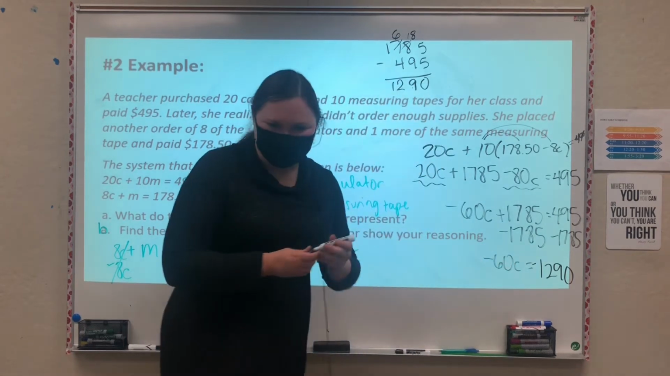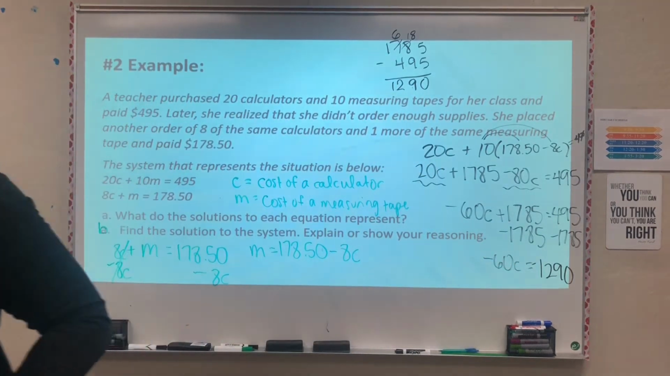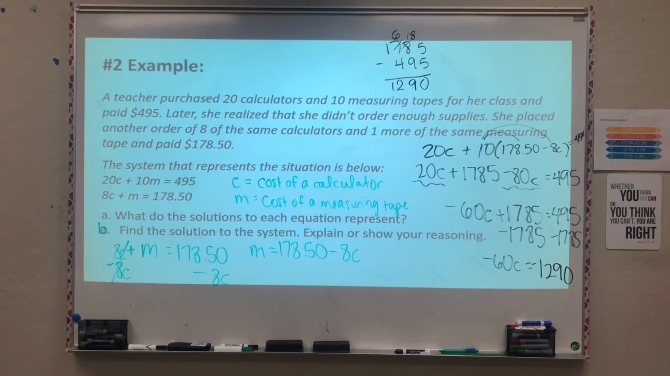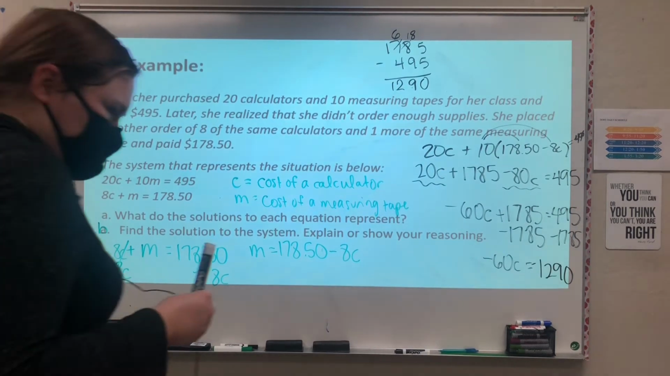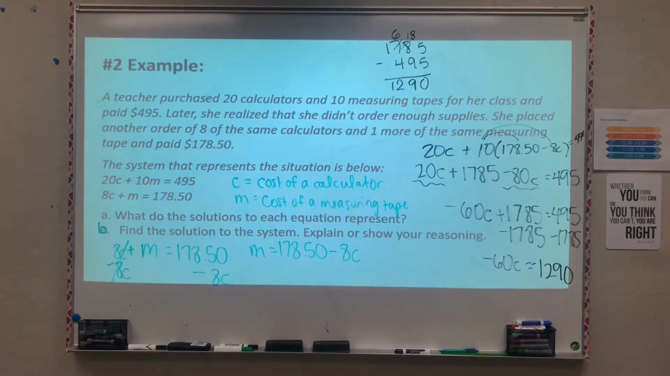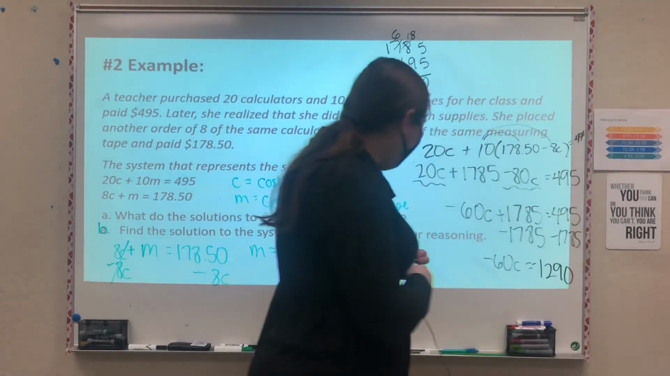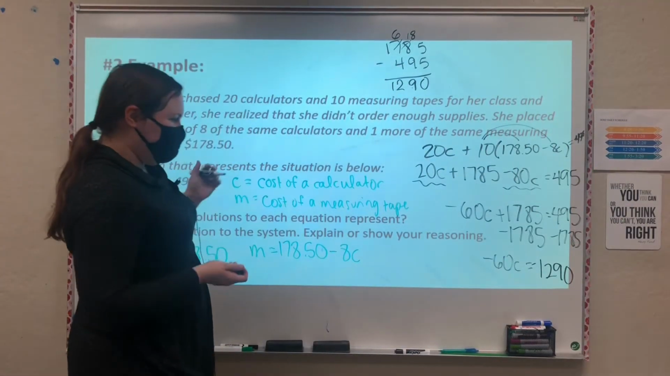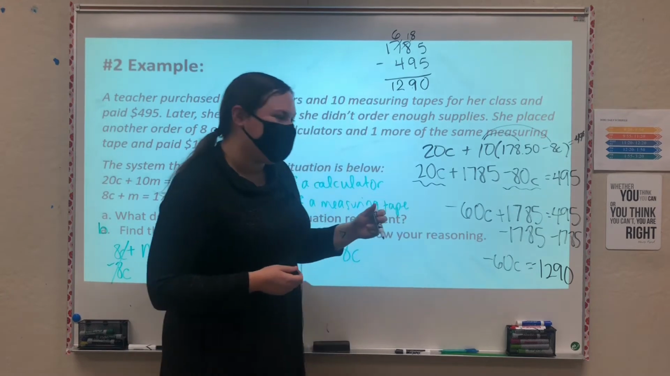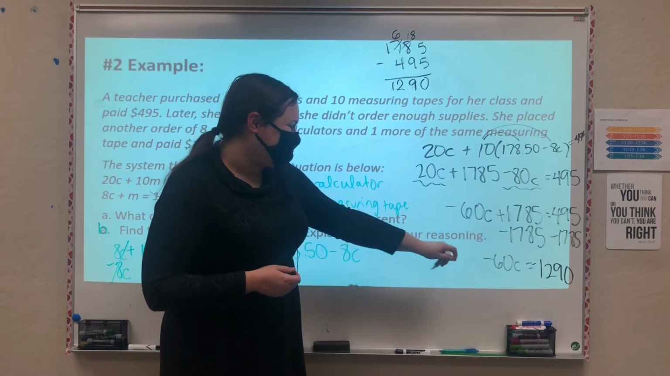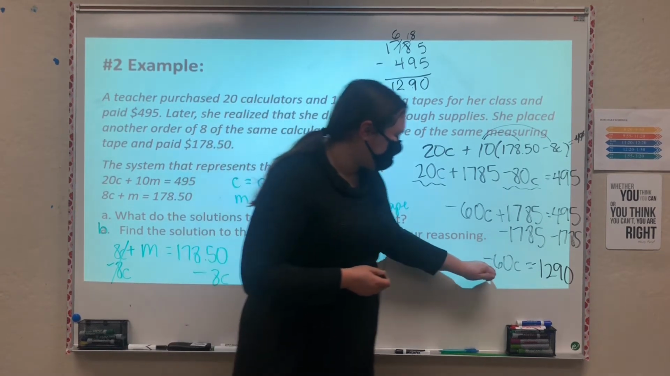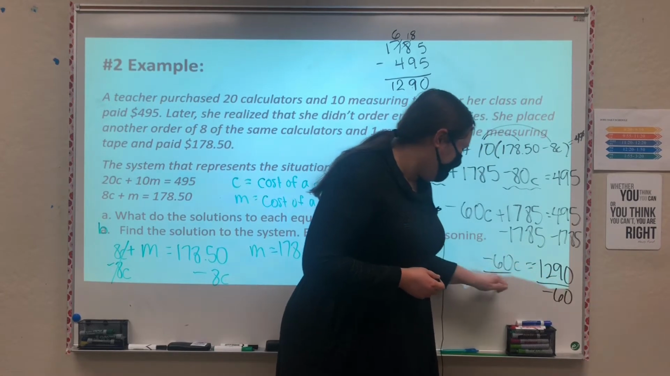I didn't do it earlier, but I did want to give you a calculator for this lesson just so we could focus on the word problems and not on the fun math. But you've been doing so good so far. Feel free to continue if you want. What's our last step? Divide negative 60 on both sides.